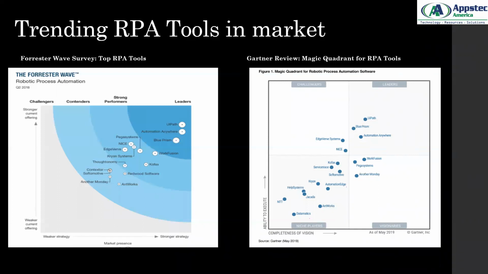UiPath is again rated number 1. And if you could see the evolution here, the left-hand side is a Q2 analysis for the year 2018, whereas the right-hand side Gartner quadrant is actually the May 2019 release of Gartner's magic quadrant of the top 3 RPA tools in the market. So the first one is UiPath, the second is Blue Prism, and the third is Automation Anywhere. So these 3 RPA tools are head to head. These 3 companies are giving tough competition to each other in the present RPA world, wherein UiPath has managed to take the top spot for the last 2.5 years, I think, while Automation Anywhere and Blue Prism are fighting with each other.